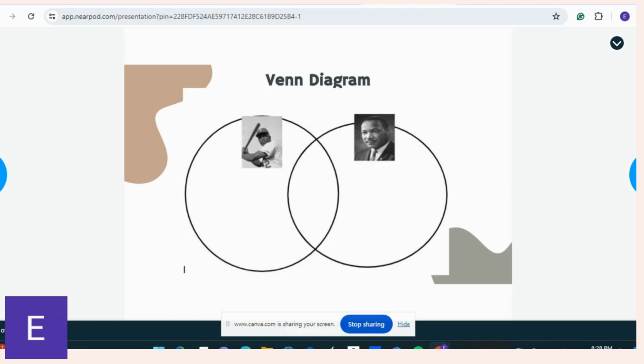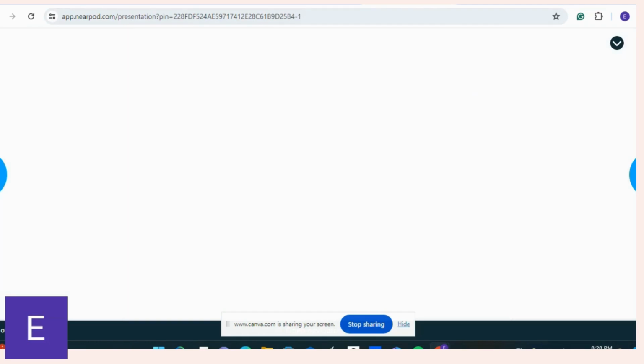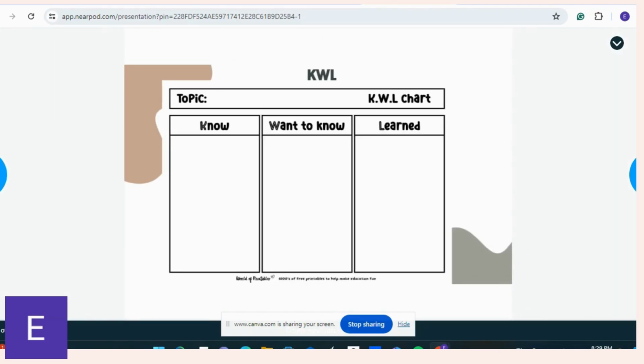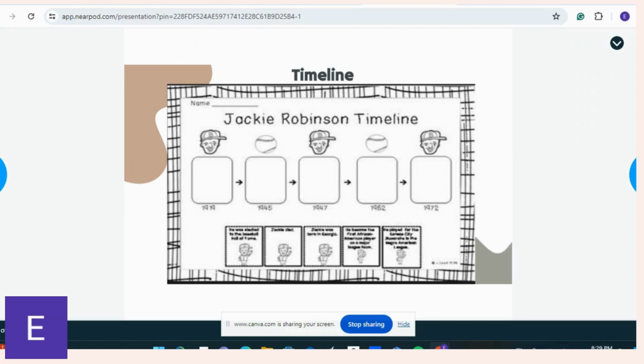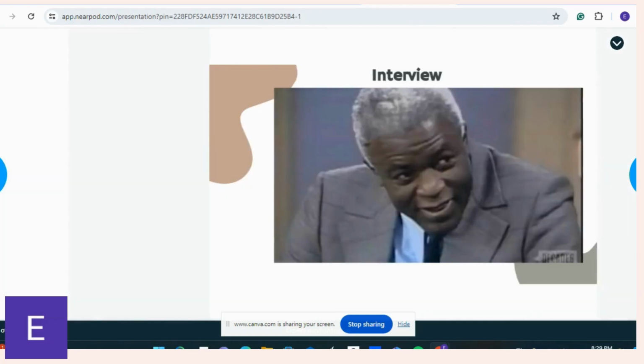And then they will complete a Venn diagram comparing Jackie Robinson and Martin Luther King Jr. And I would have already previously taught Martin Luther King Jr. to them, so they would be tapping into their prior knowledge. Then they will complete the K portion of their KWL chart. Students will then complete the Jackie Robinson timeline.